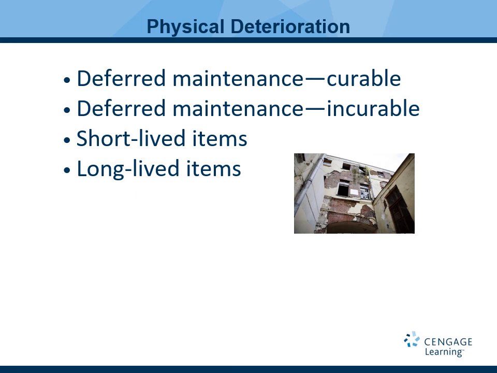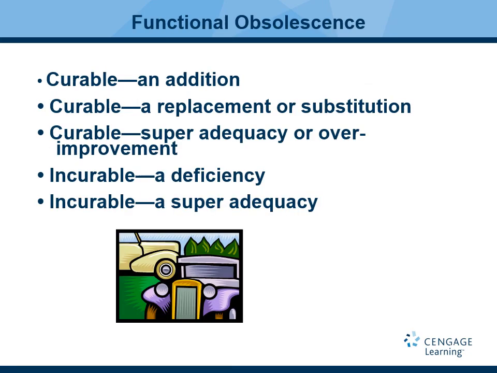So let's move on to functional obsolescence. Let's look at some examples of functional obsolescence that are curable and some that are also incurable. So let's look at curable functional obsolescence first. Let's say that we have a house and it's a 2-story house and there's 2 bedrooms upstairs, but there's no bathroom. That would be a perfect example of functional obsolescence. That house is not going to function very well because there's no bathroom upstairs, right? So adding a bathroom upstairs, maybe converting a closet to a bathroom would make a lot of sense.